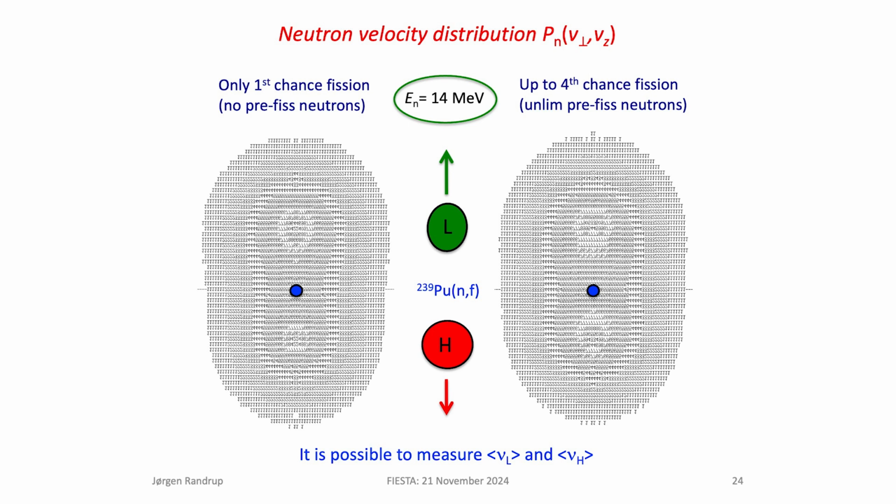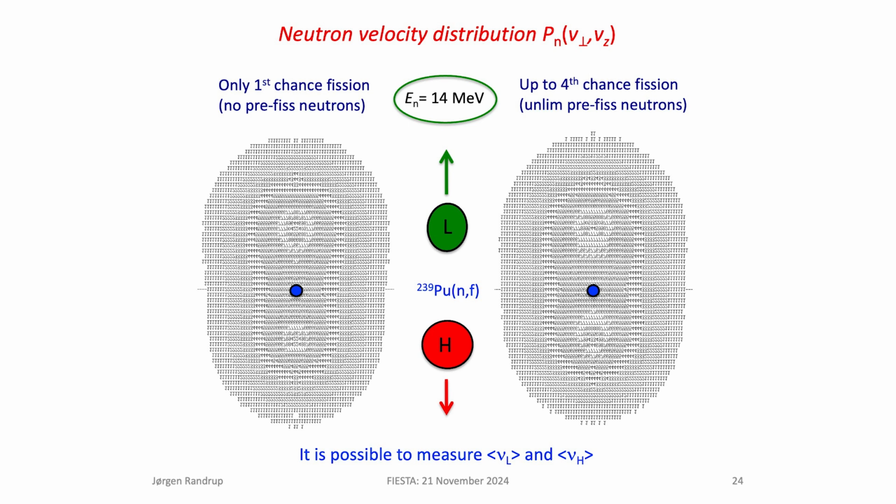So now you can begin to see the challenges and opportunities here if you want to measure correlations of neutrons. You can see that if you're interested, for example, in neutrons from the light fragment, then you'd better put your detector so you look in the forward direction, right?